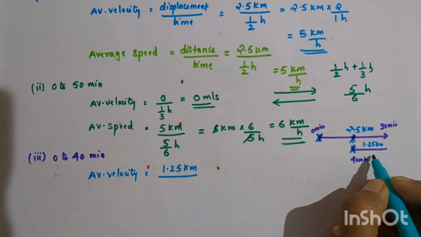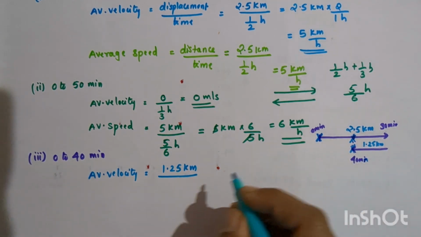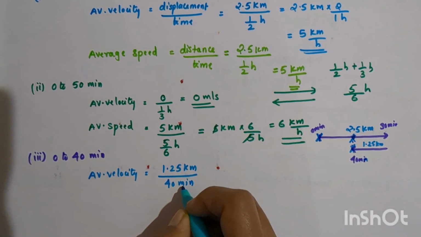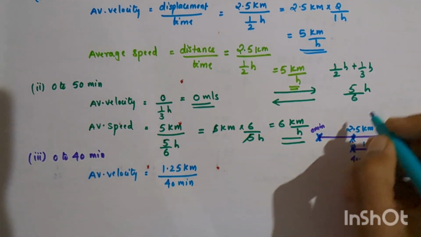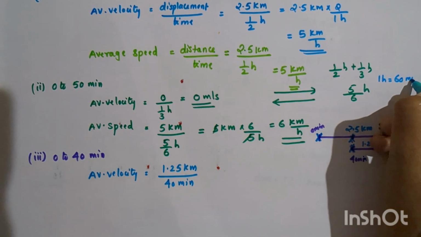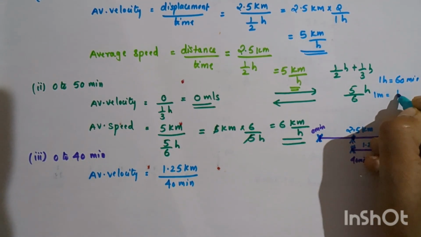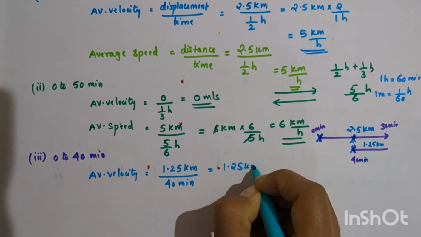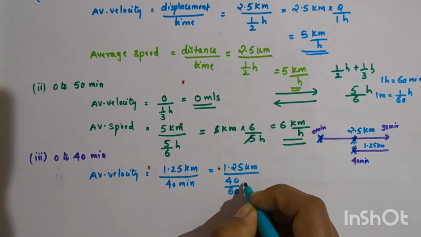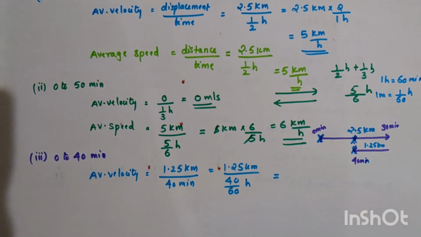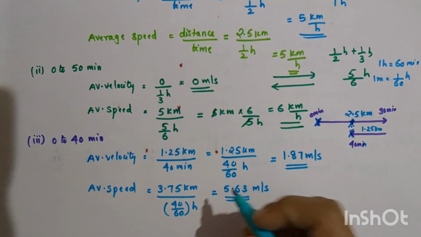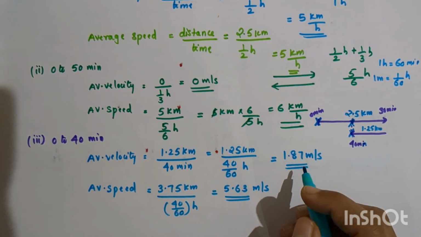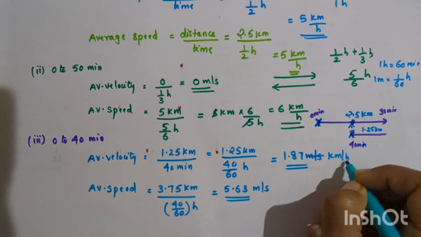Divided by the time taken. Time taken is 30 plus 10, which is 40 minutes. To get the average velocity in kilometer per hour, we have to convert this minute into hour. We know that 1 hour is equal to 60 minutes, so 1 minute is equal to 1 by 60 hour. So 40 minutes is equal to 40 by 60 hour. When you do this calculation, you will get approximately 1.87, not meter per second, kilometer per hour.